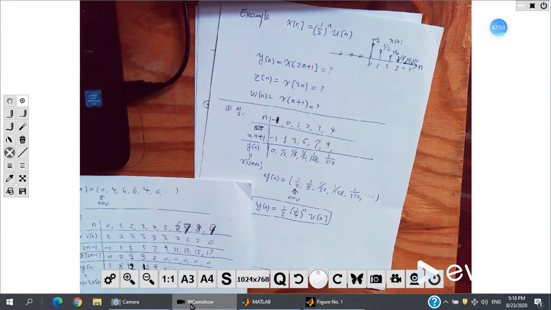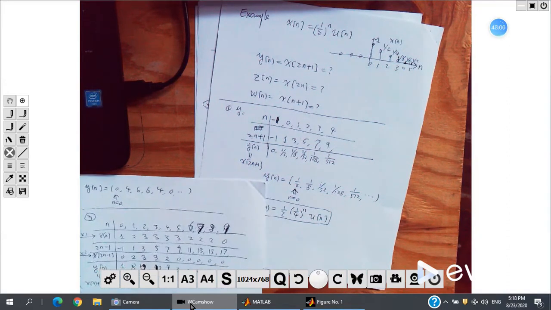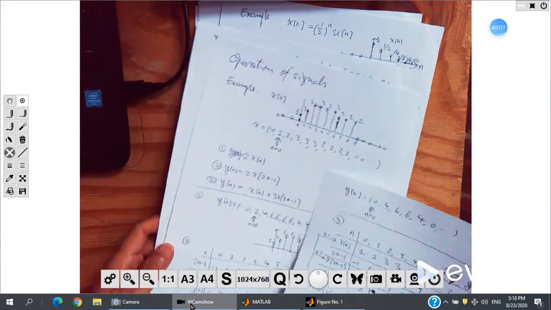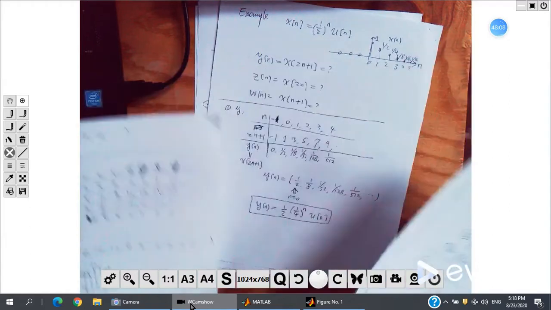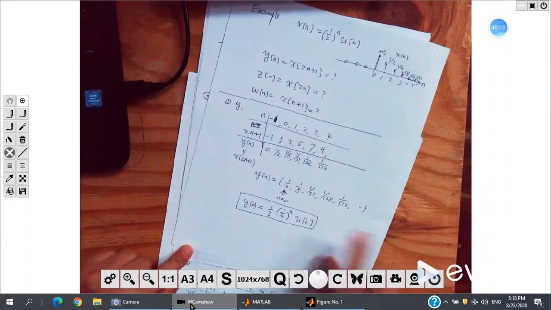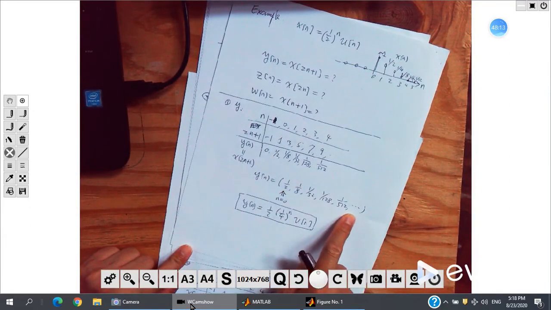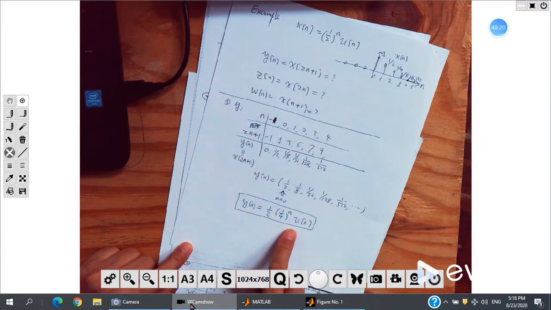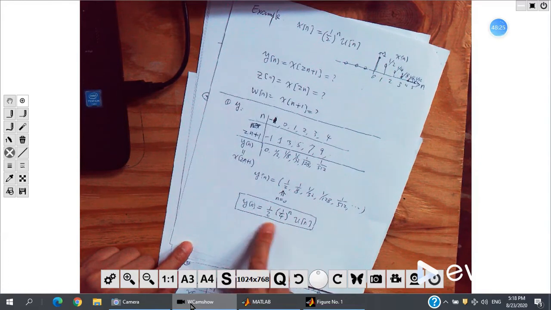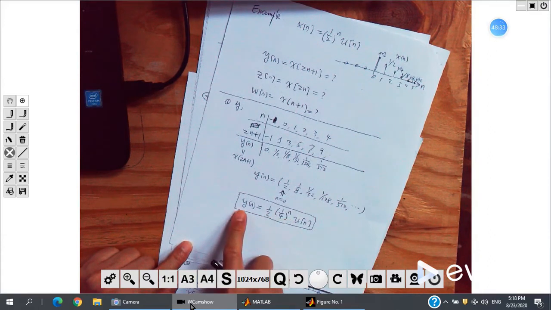So we can write the signal in the form of a formula. We know the signal can be represented in different ways. Just like this one, I can list the data. This is one way to describe the signal. And I can also give a formula. If you have a formula, of course this is better, because you can know the value of y for any n. You just plug in n, and you get that data.